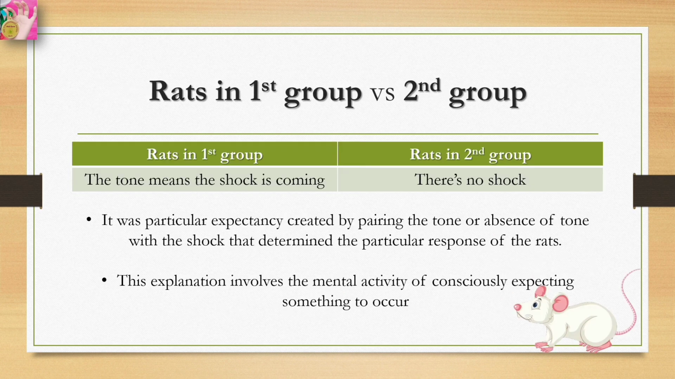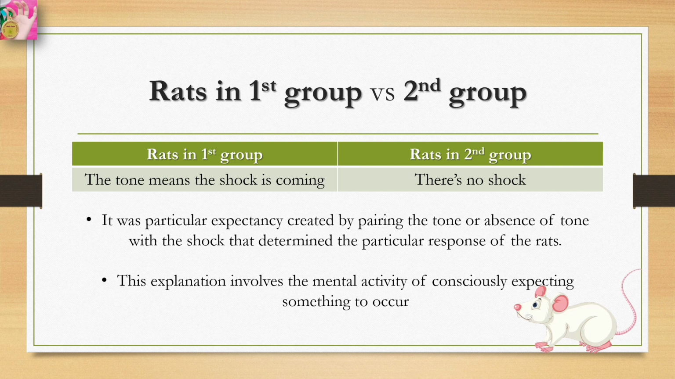So the tone for the second group of rats provided a different kind of information than the tone in the first instance. For the first group, the tone means the shock is coming, whereas for the second group, the tone means there is no shock while the tone is on. So it was the particular expectancy created by pairing the tone or absence of the tone with the shock that determined the particular response of the rats.